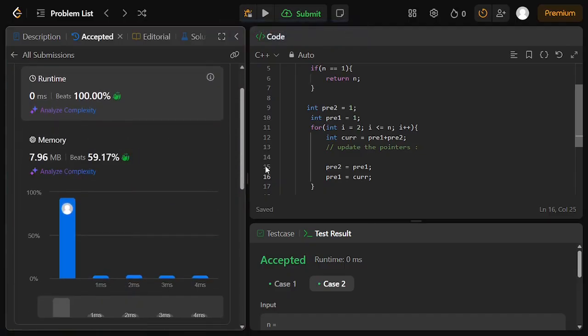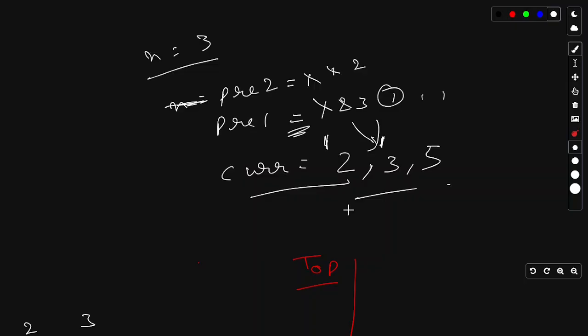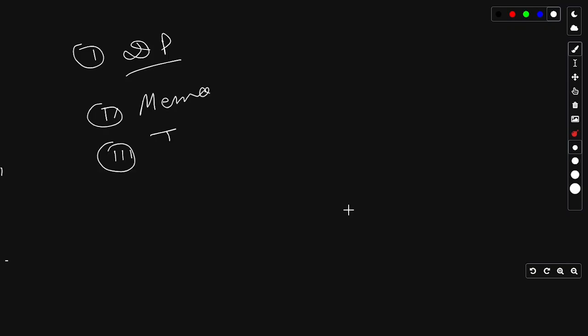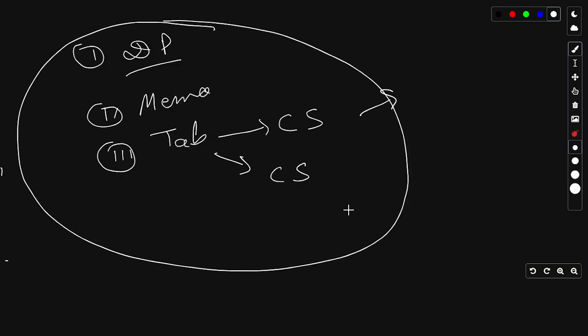Yes, so we are done, and let's summarize everything that we have done in this lecture. First thing, we discussed what really DP is, and then we understood memoization, and then we understood tabulation. Okay, and then we discussed two ways of tabulation in this climbing stairs problem. We understood everything through solving LeetCode problem number 70.